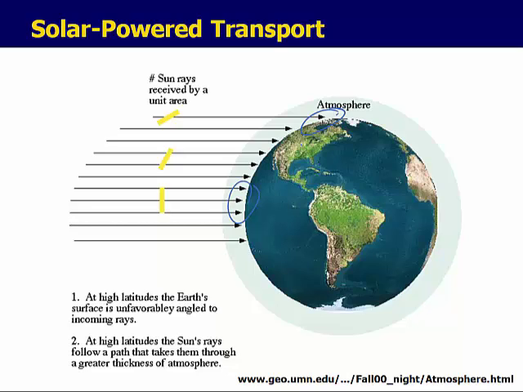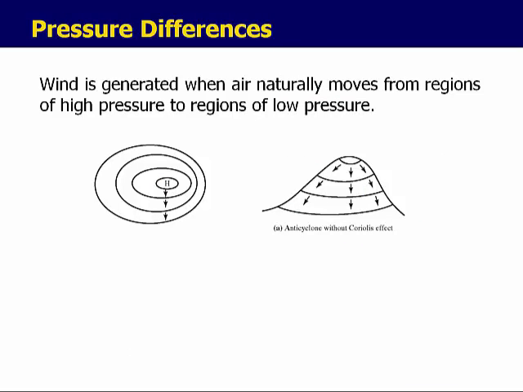Before I show you some of these major jet streams, we also need to consider that the Earth is rotating. If there was no rotation, wind that is generated when air moves naturally from high pressure to low pressure would go in a straight line. So consider here a simple high pressure system in the center, and air will move from high pressure outward to low pressure. And that movement of air will generate what we call wind.